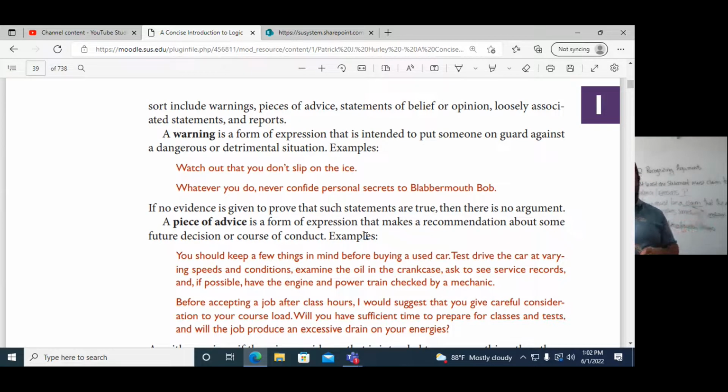Whatever you do, don't confide your personal secrets to blabbermouth Bob, right? Now, I'm not trying to prove that Bob is a blabbermouth. I'm just offering it on hand, right? So warnings, expressions, simple statements, right?